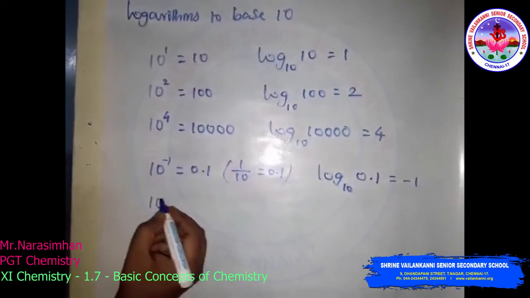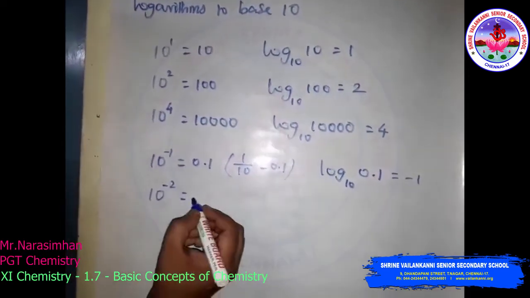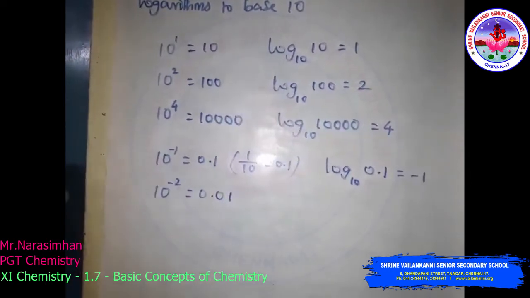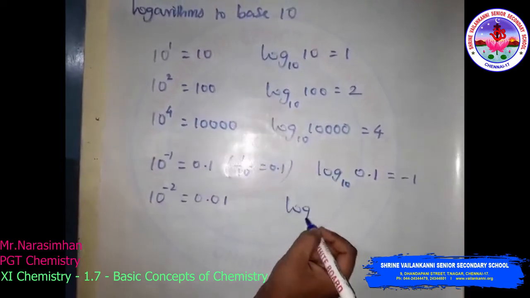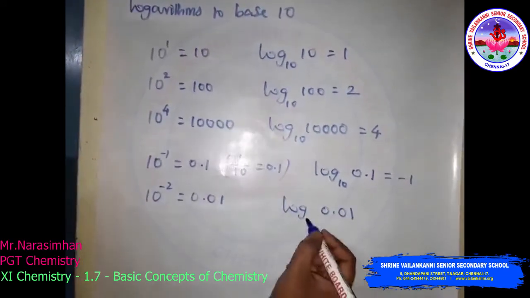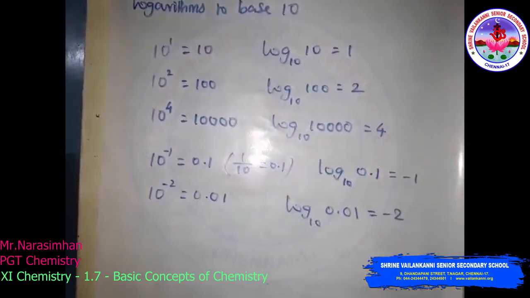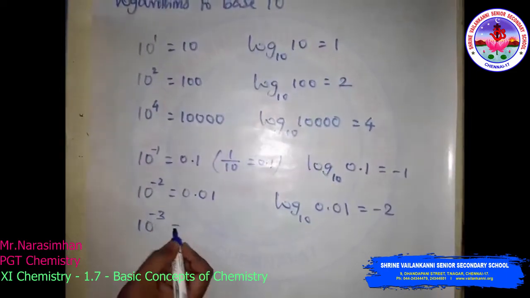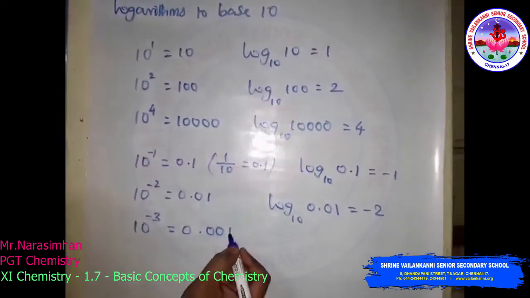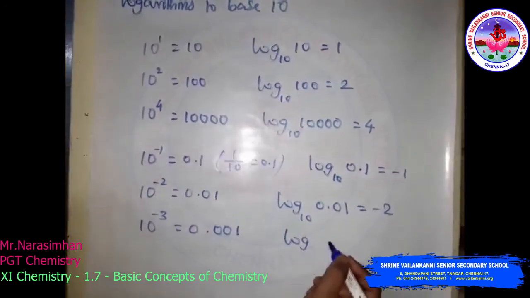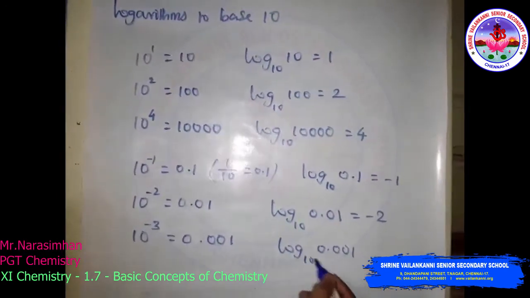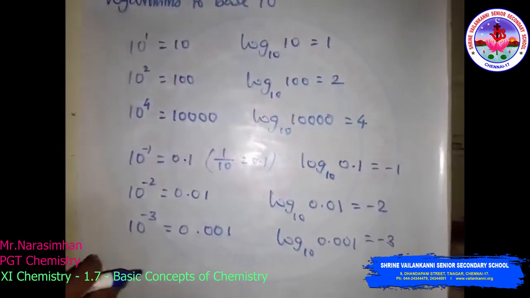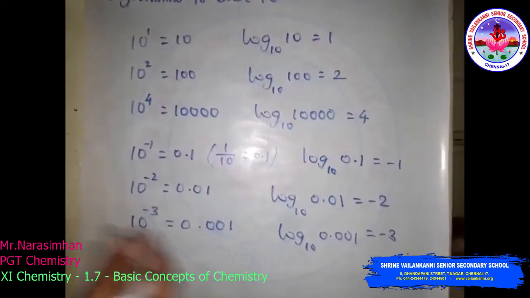In a similar way, 10 power minus 2 should become 0.01. So 0.01 means log of 0.01 to the base 10 is equal to minus 2. In the similar way, for minus 3, minus 4, whatever the value is, 0.001 is equal to what? Log of 0.001 to the base 10 is equal to minus 3.